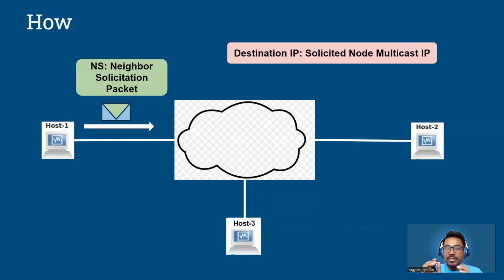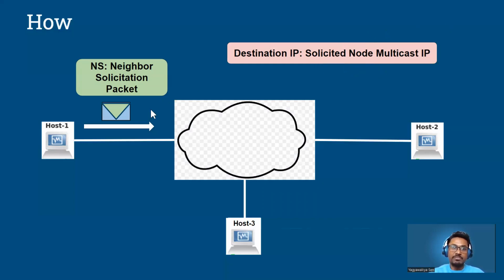This is one really nice optimization. I'll talk about how it brings optimization in case of IPv6. So please understand, the destination IPv6 is solicited node multicast IP. I'll talk more about what exactly it is, how it brings the optimization, and how you find out the solicited node multicast IP for any host towards the end of the video.